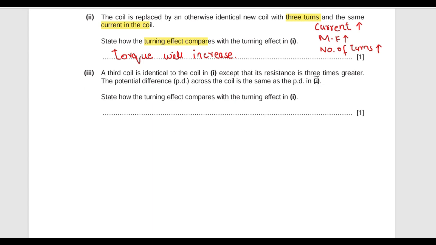Now, the third part says that this time we are replacing our coil by a wire with 3 times greater resistance. What will happen to the turning effect now? We know that if the resistance is greater, it will block more current. And if the current is blocked more, the current will be reduced. And for less current, we'll have less torque. So, torque will decrease.